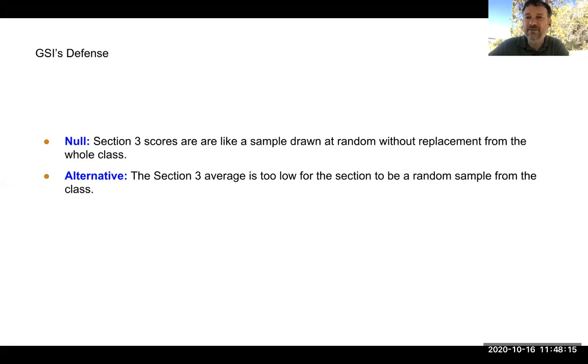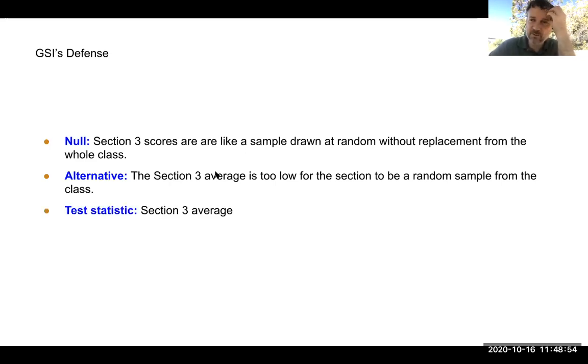Finally, you had this GSI's defense example. The null hypothesis was that the scores in this particular section, discussion section, are like a random sample drawn from the scores of everyone in the class. There was nothing special happening that was different about this section. And the alternative hypothesis was that the average of the scores of people in section 3 was too low, lower than what you would get if it had been a truly random sample from the population of all the students in Data 8.